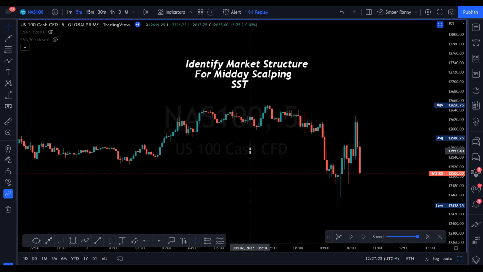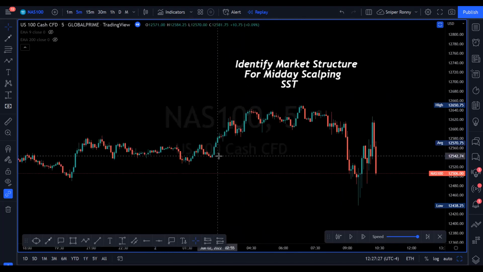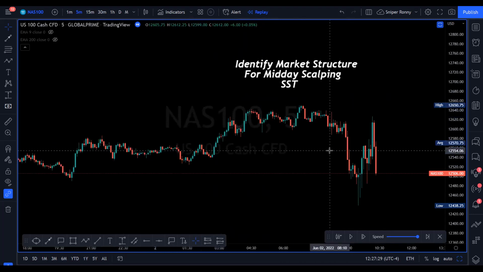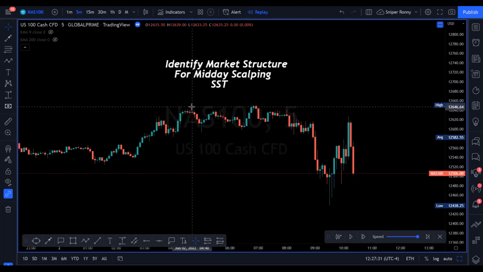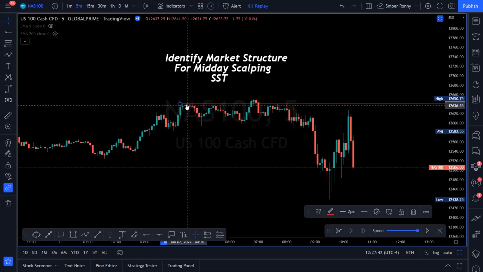This is Thursday, June 2nd. So what I'm doing is I'm looking at the overall 5-minute structure leading into the midday. What I can see over here is we do have this area of support resistance right up here. You can see that there's quite a bit. We tried to break this area, 12,640 on the 5 minutes. We had multiple failed attempts. We failed here, failed here.